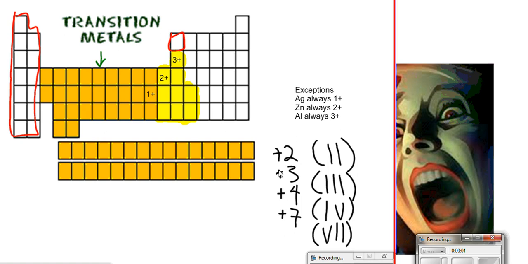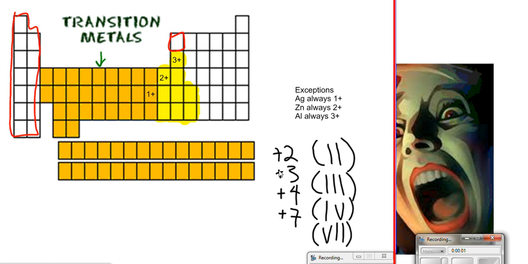Since silver only has 1 oxidation state, it is always +1. We never put it in Roman numerals. You'll never see silver 1 oxide, because it will always be silver 1. It's redundant to say silver and then put the Roman numeral. It is not wrong. I will not mark you wrong, per se, but I will also think less of you as a human being.